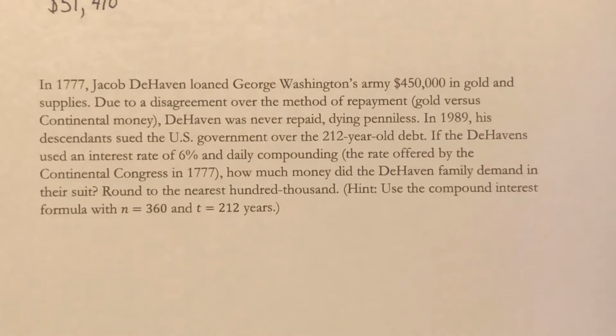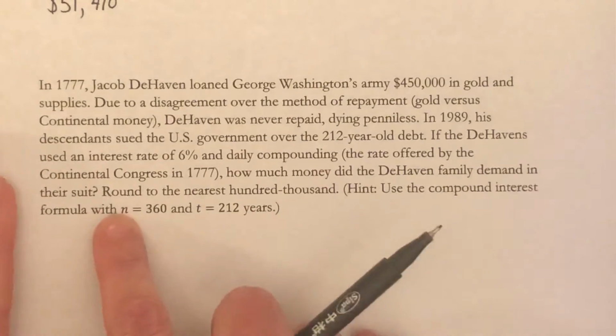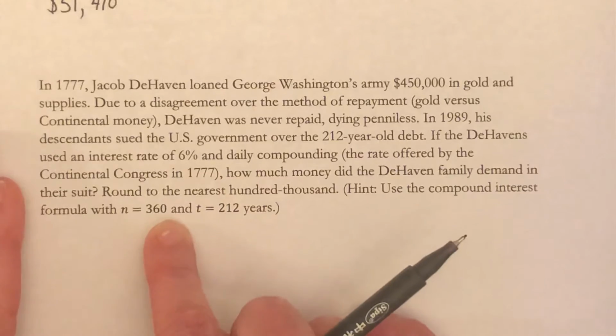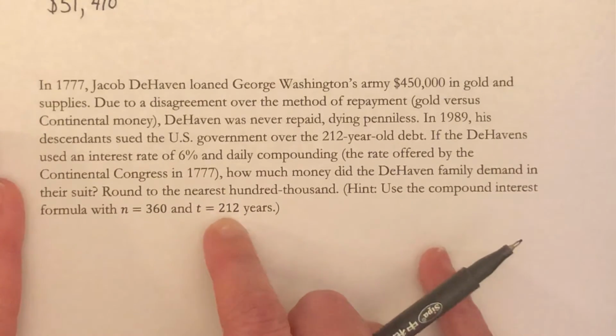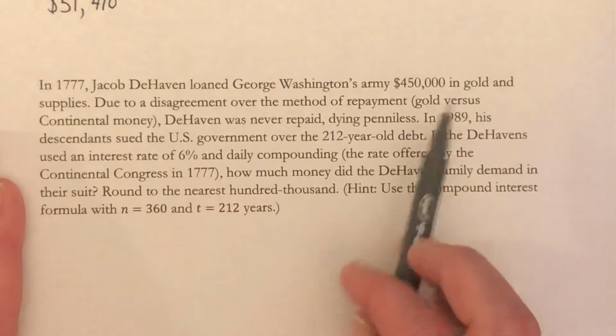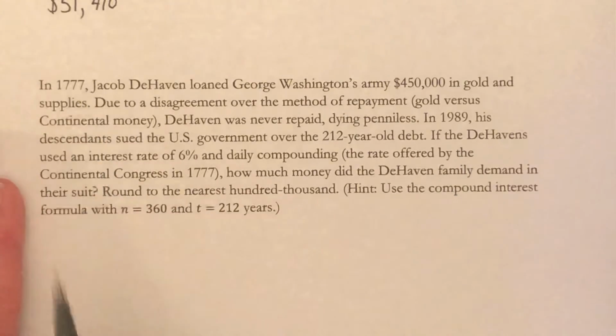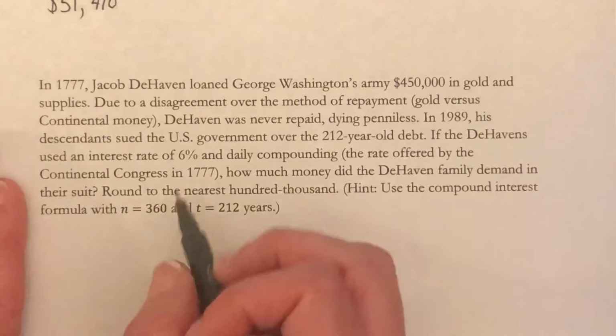If the de Havens used an interest rate of 6% and daily compounding, which was the rate offered by the Continental Congress in 1777, how much money did the de Haven family demand in their suit? We're supposed to round to the nearest 100,000. So we're told our n value is 360 because it's compounded daily. Our time is 212 years because that's the difference between 1989 and 1777.